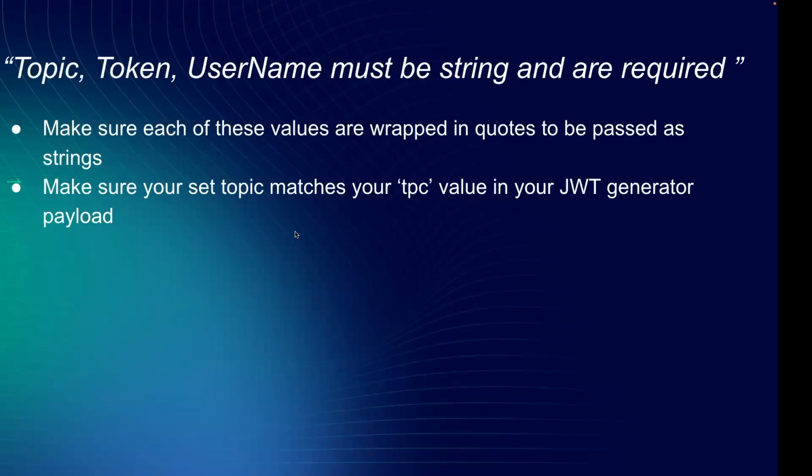All right, now we're going to move on to our next error you may see, which is topic, token, username must be string and are required. So you want to make sure those three values that we just talked about with your join function are all strings, making sure they're wrapped in quotes. Even if you store these parameters as variables and pass them through dynamically, you want to make sure that when they're first stored, they are stored as strings.